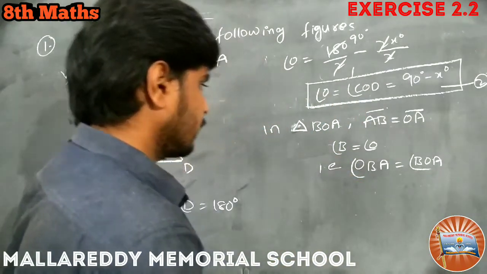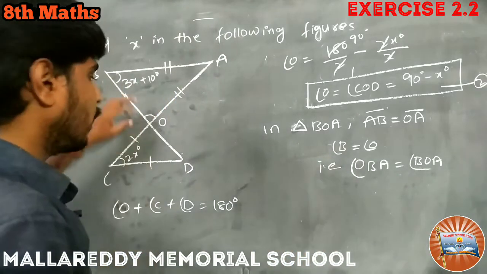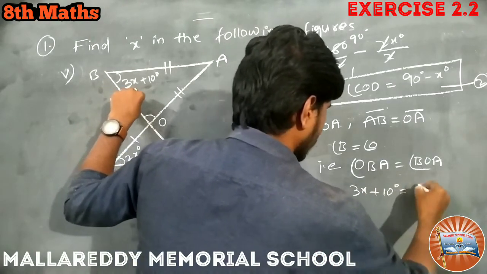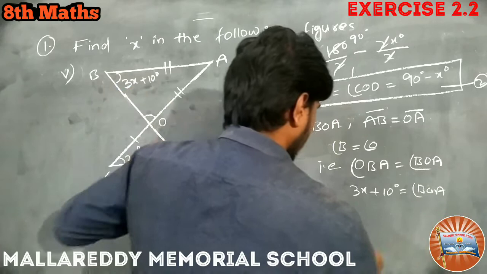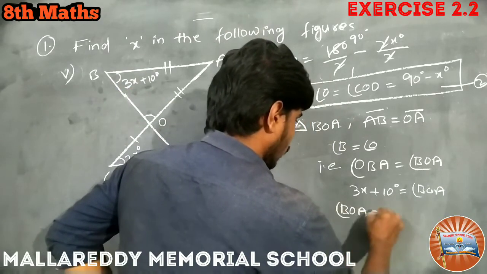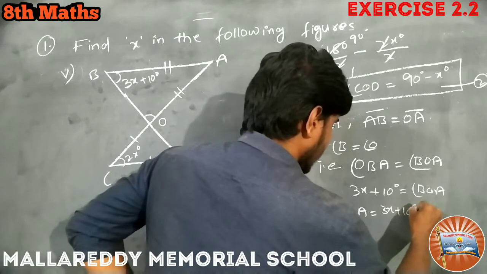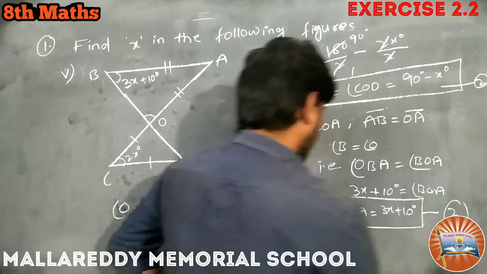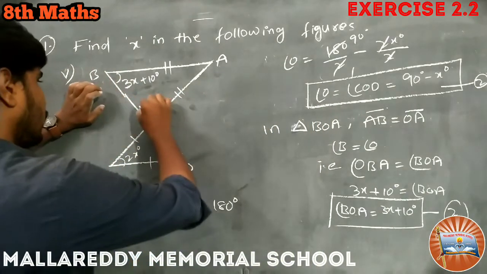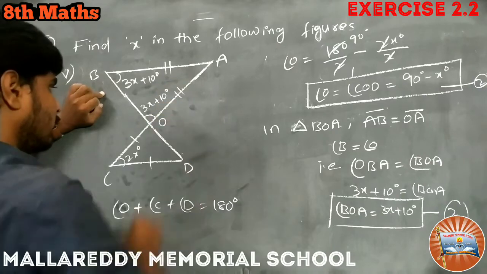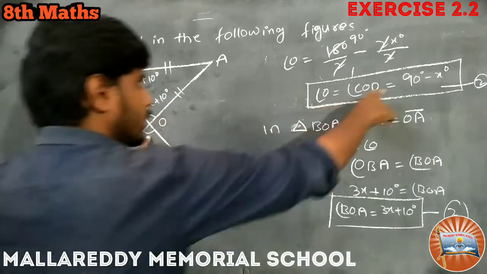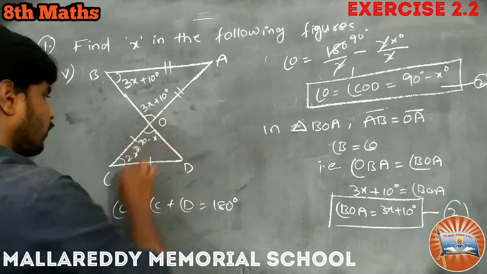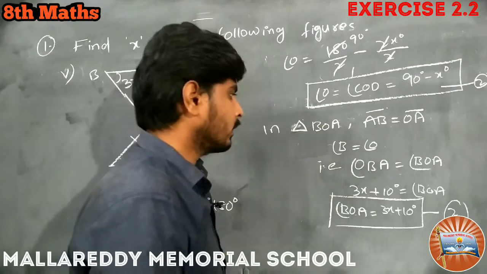So what is the given angle B here? Nothing but 3x plus 10 degrees. So this is nothing but BOA. Now angle BOA is equal to 3x plus 10 degrees. Consider it equation 3. Here this angle is 3x plus 10 degrees, and this one we got, here it is 90 minus x. 90 minus x we got here, right?